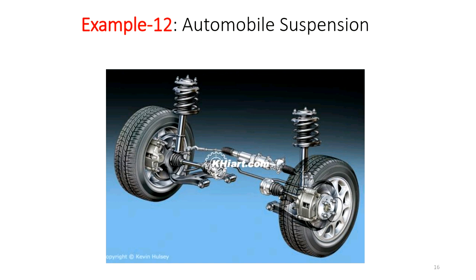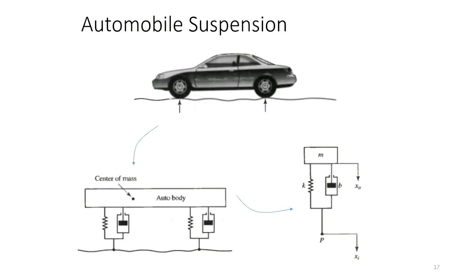Another example is the automobile suspension system. This is just telling you an example of another mechanical system, right? So think about your car. We can model each of the shock absorbers as a spring in parallel with a damper, another spring in parallel with a damper. So we can actually convert it to one spring, which is this spring in parallel with this spring.